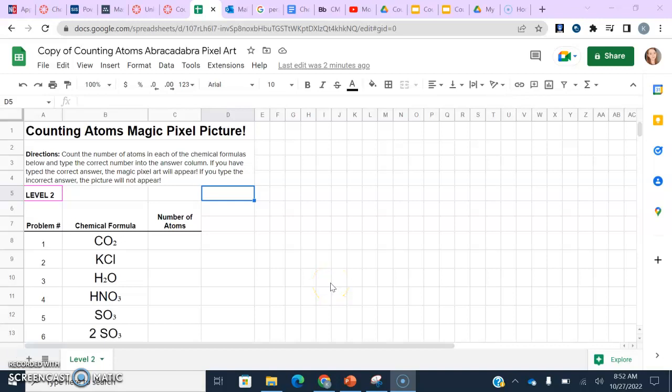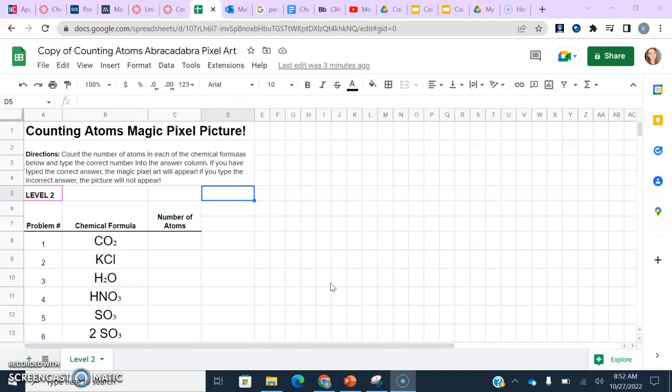Hey guys, so I just wanted to do a few examples of this assignment with you so that we're all on the same page and we know how this works. So this is a magic pixel picture. We've done one of these before with Half-Life in chemistry. For those of you in physical science, we'll get to Half-Life a little bit later.